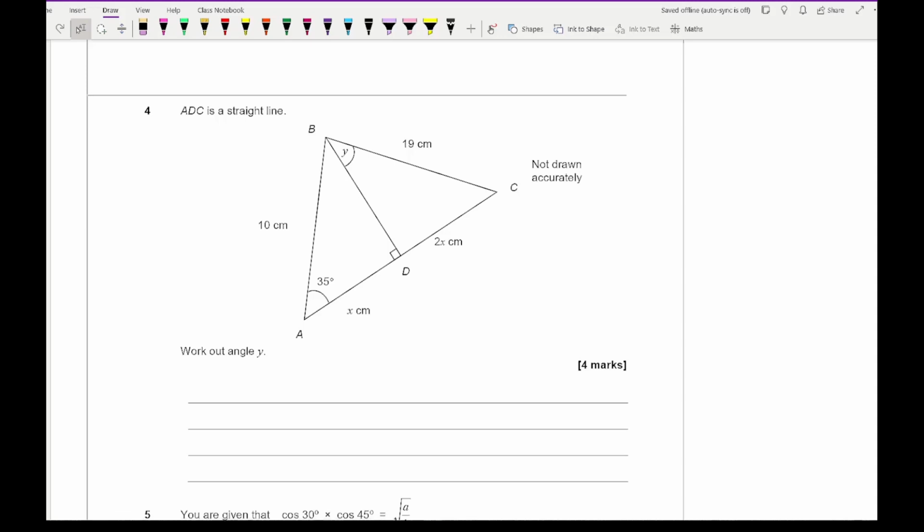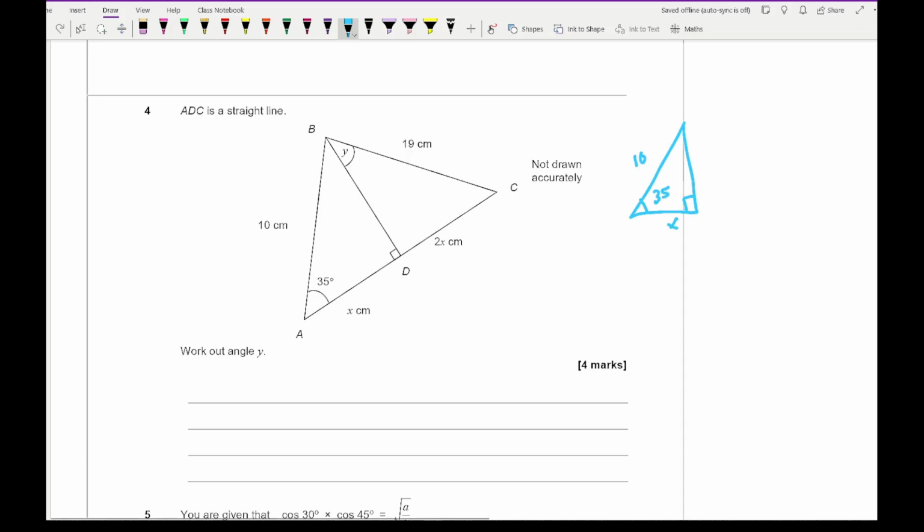Now moving on to question 4, it says ADC is a straight line, and it's asking us to work out the angle y. For this, what we need to do is use a few double stages of trig. So the first thing I want to do is find out what x is. For this, we're going to take this triangle and redraw it, and I've got 35, I've got x, and I've got 10.